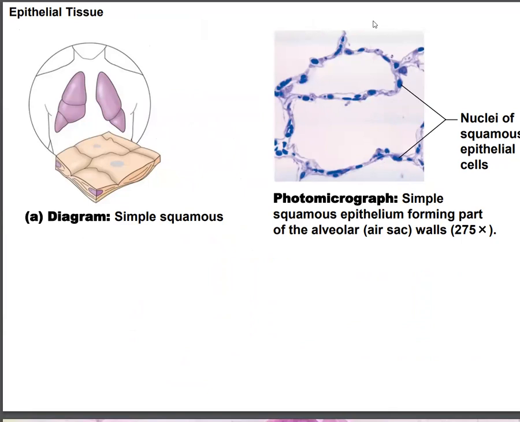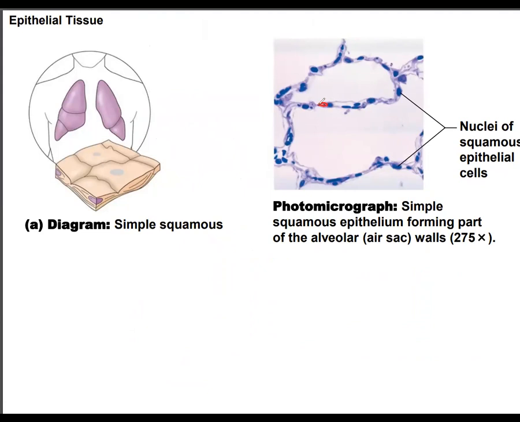So right here, this is one squashed cell. This is another squashed cell. This is another squashed cell. Everywhere where you see a nucleus is another squashed cell. So if we have one layer thick of squashed cells, that means that this is simple because it's one layer, squamous because they're squashed cell shape, and the last name is epithelium.